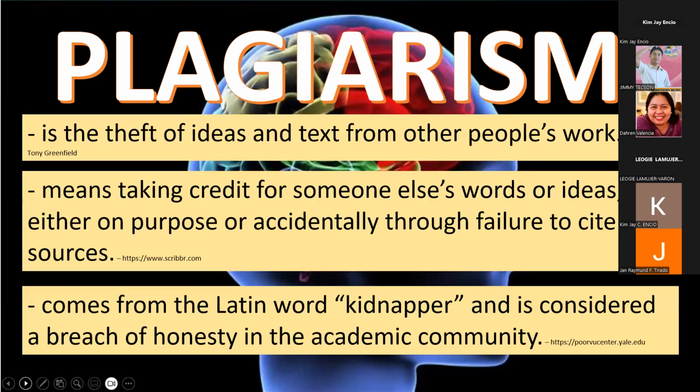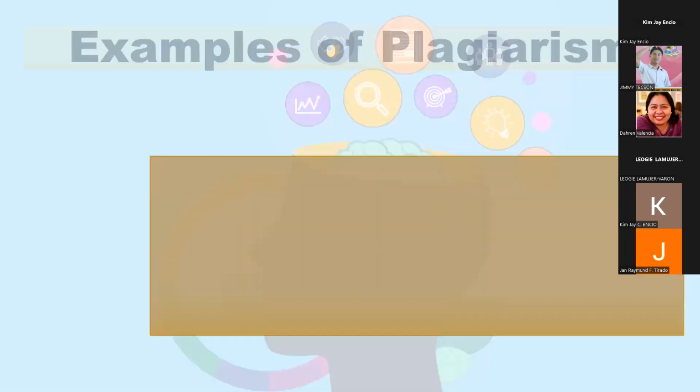So the reason why we have these plagiarism cases is because the academic community is concerned with original work that needs to be cited, since it is not right to simply take what is yours and have others copy it without giving credit to the real owner. So without further ado, let me give you the examples of plagiarism. What do we consider as plagiarism?